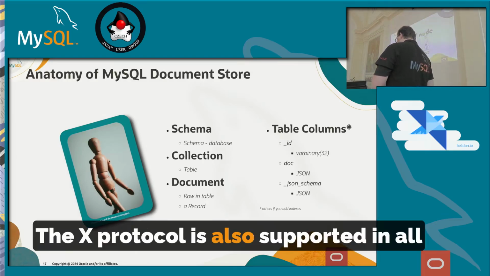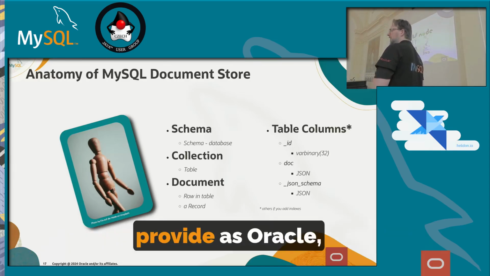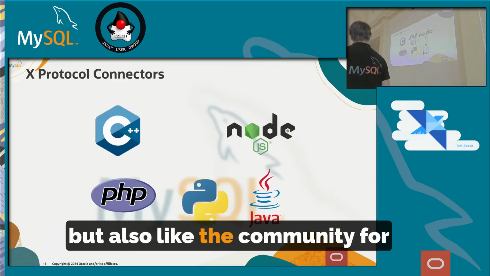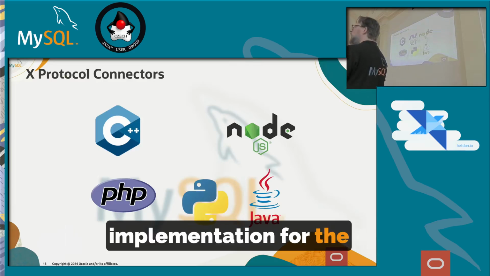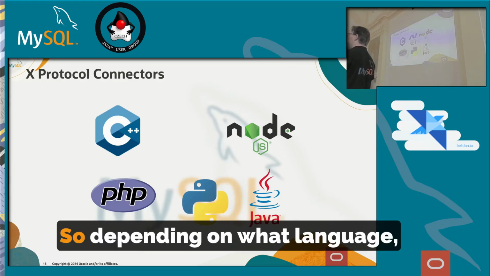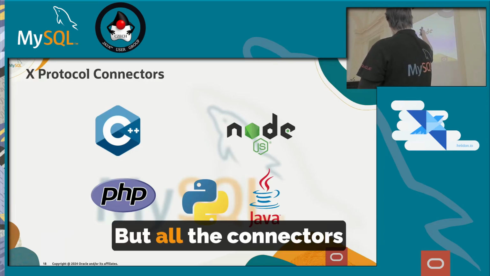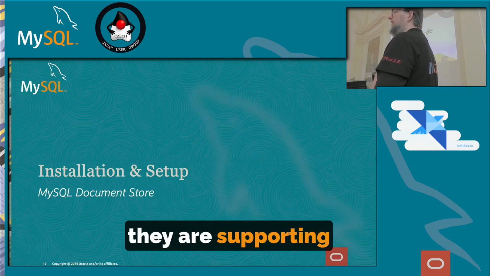The X protocol is also supported in all the connectors that we provide, but also by the community. For example, I think there is an implementation for the Go language, right? So depending on what language you use, check it. But all the connectors that we provide support the X protocol.